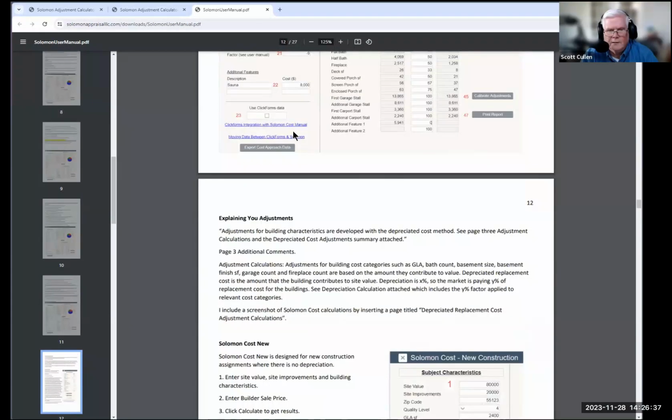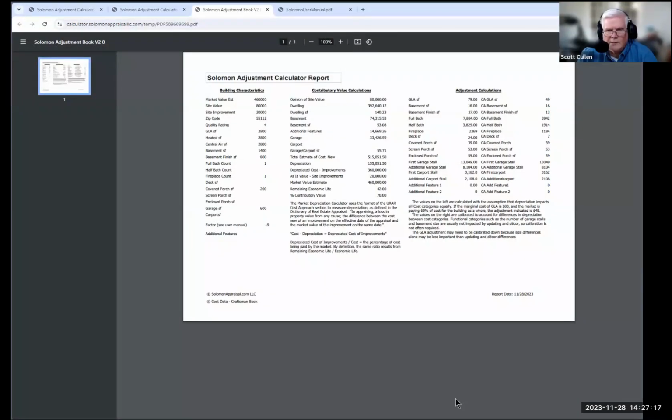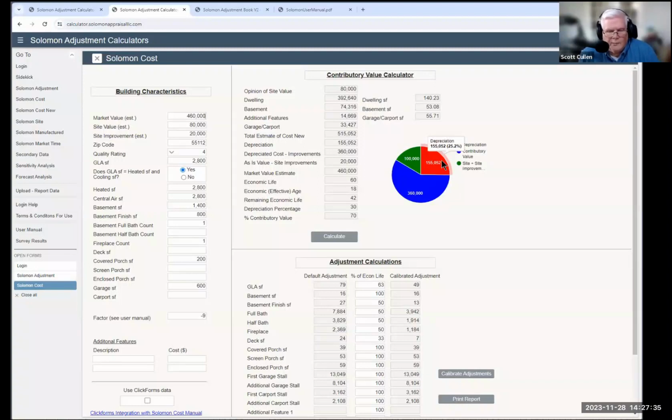explaining your adjustments. So for depreciated cost, I say adjustments for building characteristics are developed with the depreciated cost method. See page 3, adjustment calculations, and on my page 3, you can see in the recommended commentary, and then the depreciated cost adjustment summary attached. Now, I take a screenshot instead of using the report. If we go over here, you can see that you can print the report, keep it in your work file, or put it in Dropbox. It is general here. It tells you as an example, these are the real numbers, but these examples do not have the same numbers that correlate with these. These are just examples. I prefer a screenshot. I just take a screenshot of this, and then I put it in my report as my support for the cost-related categories.